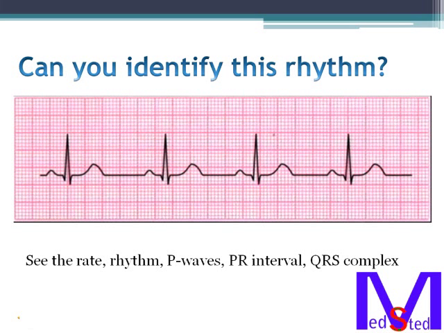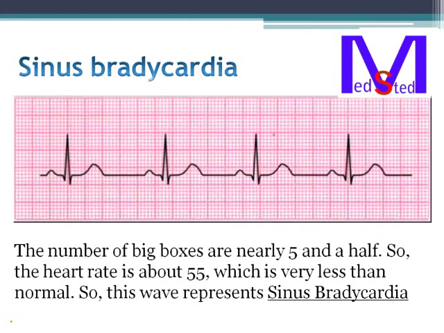Can you identify this rhythm? See the rate, rhythm, P waves, PR interval, and QRS complex. The number of big boxes are nearly 5.5. So, the heart rate is about 55, which is very less than normal. This wave represents sinus bradycardia. The same way you can figure out sinus tachycardia, analyzing the heart rate, rhythm, and PR intervals.